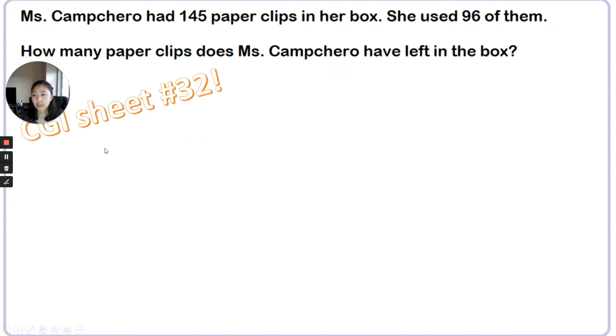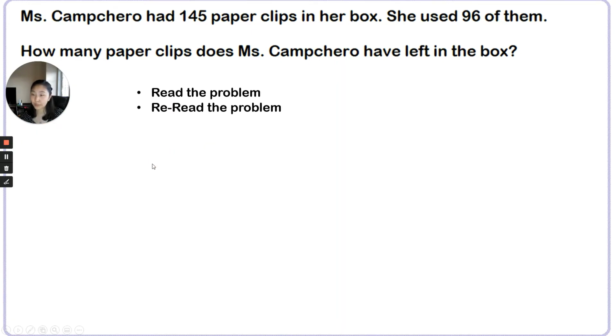So we're going to tell you that this is sheet number 32. I have mine out right here, and you're going to go take yours out, and we're going to reread and reread. I'm going to read that first one. You're going to pause and reread for the second one. So let's keep going. Miss Camchero has 145 paper clips in her box. She uses 96 of them. How many paper clips does Miss Camchero have left in the box? Now you're going to reread the problem to yourself and then come back to me.